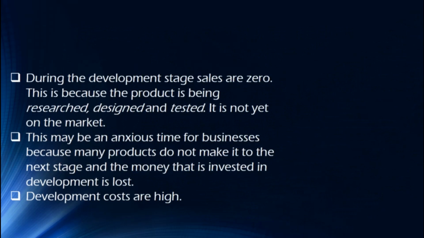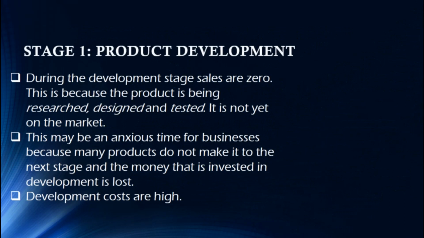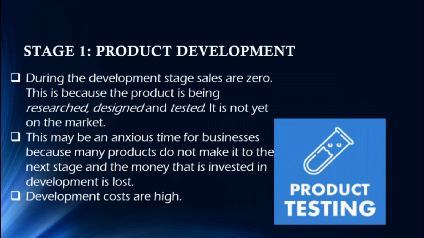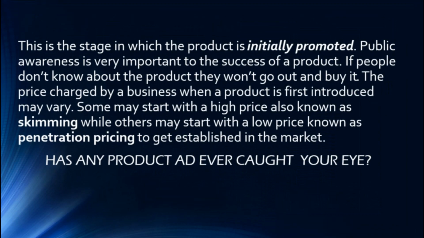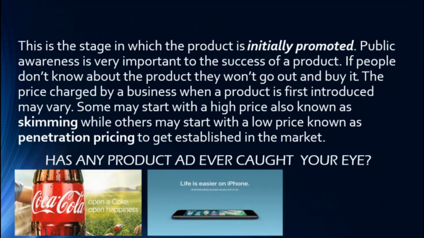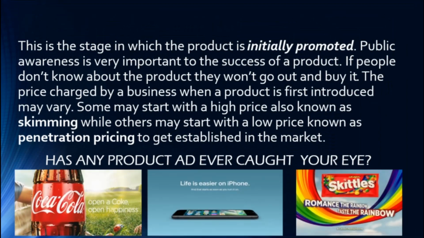Okay, so this is stage 1 of the product lifecycle. It's called product development. During the development stage, sales are 0. This is because the product is being researched, designed and tested. It is not yet on the market. This may be an anxious time for a business because many products do not make it to the next stage and the money that is invested in development is lost. Development costs are high. So this is the stage in which the product is being made, thought of, realized, and it's not yet on the market. All the money that has been invested in the product may be lost if the product does not make it to the next stage.